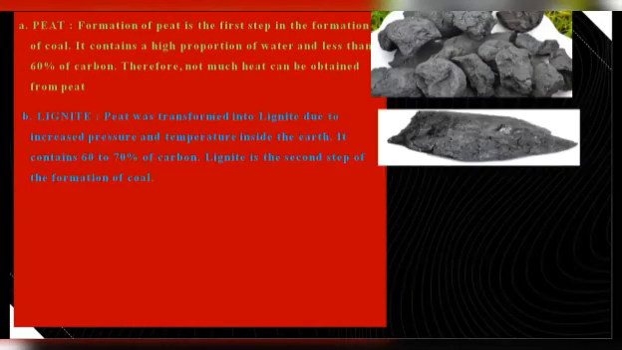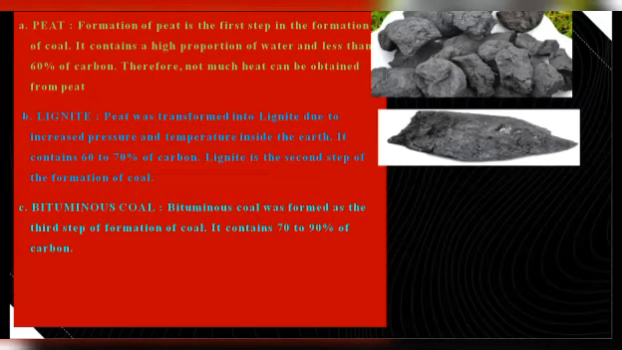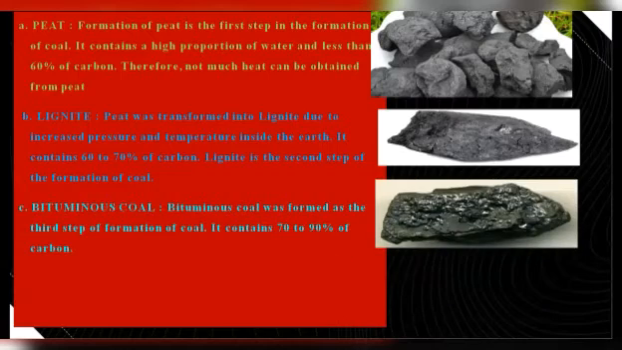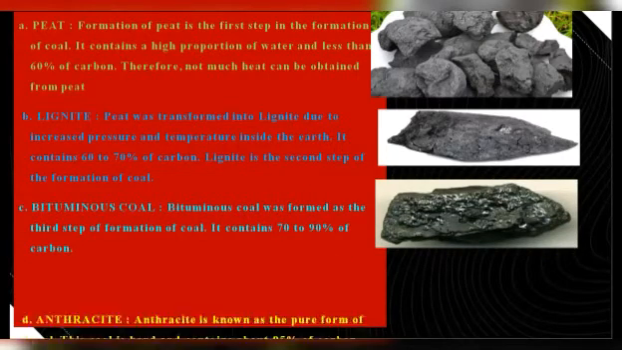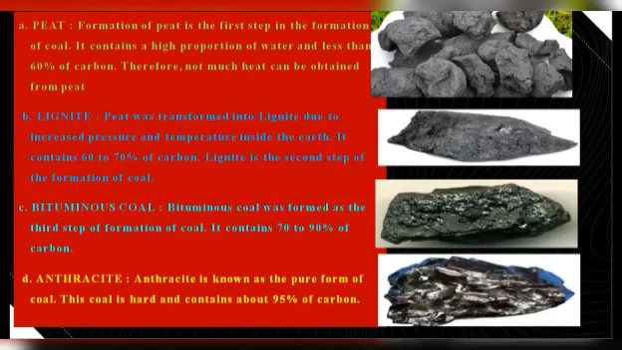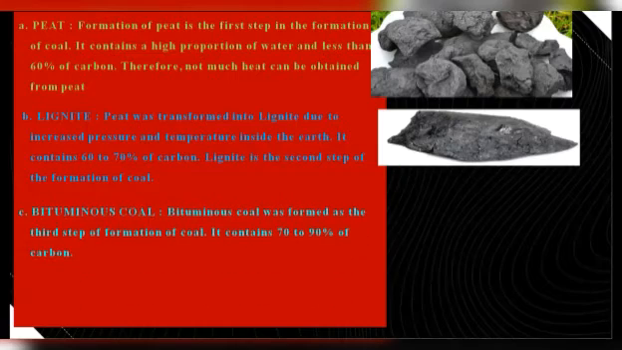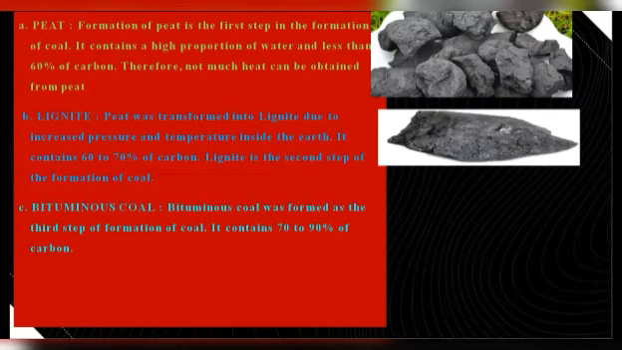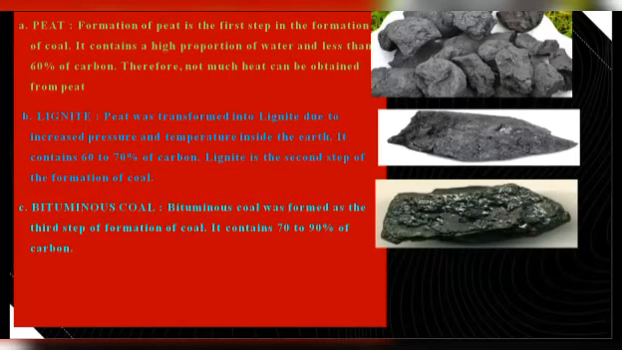Coals are of different types. First is peat. Formation of peat is the first step in the formation of coal. It consists of a high proportion of water and less than 60% of carbon. Therefore, not much heat can be obtained from peat. Second is lignite. Peat was transformed into lignite due to increased pressure and temperature inside the earth. It contains 60 to 70% of carbon. Lignite is the second step of the formation of coal.